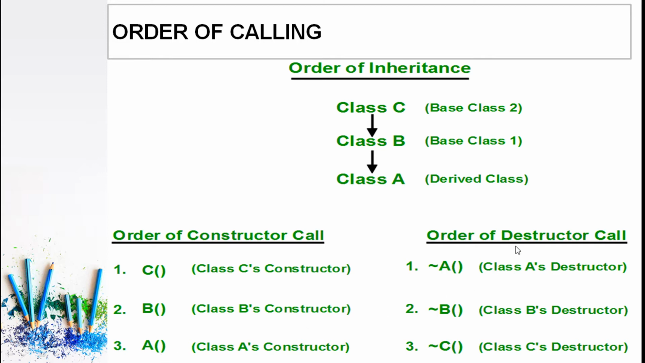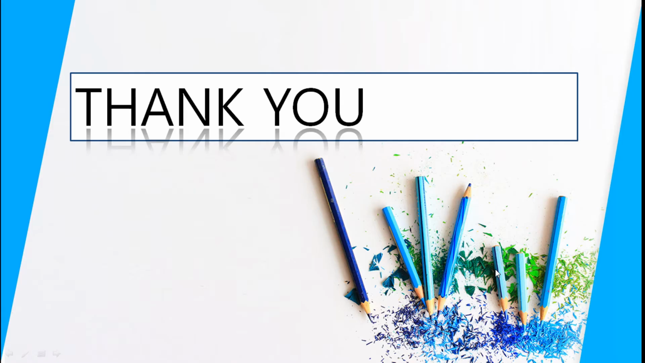Now, in the same way we have destructors, but the order of calling will change. The order of calling is first the derived class, that is the newest class that has been created, will be deallocated first, then the next newest, then the oldest. So class A, class B and class C will be executed in this manner. So that is how constructors and destructors work.